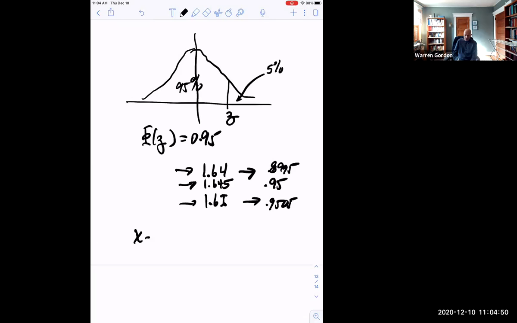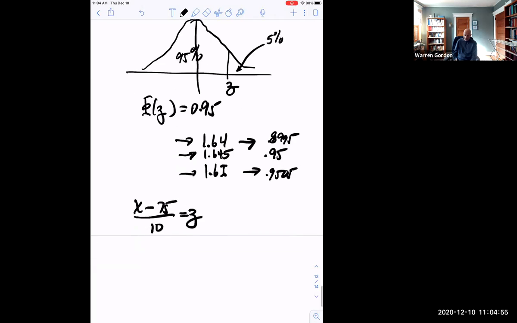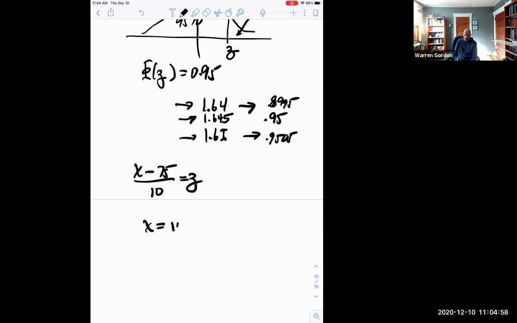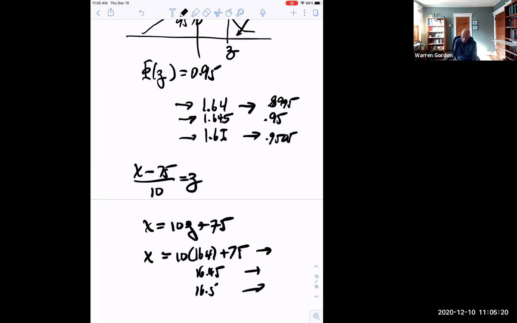We also know that x minus the mean divided by the standard deviation gives us the z-score. So x is just 10 times the z-score plus 75. Well, depending on which one you use, if you use 16.4, or 16.45, or 16.5, in either case, you get one of these answers. What are my answers? 91.4, 91.45, or 91.50. I accepted any one of those answers.